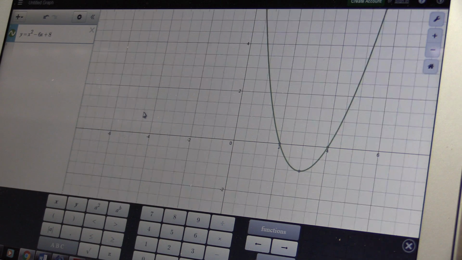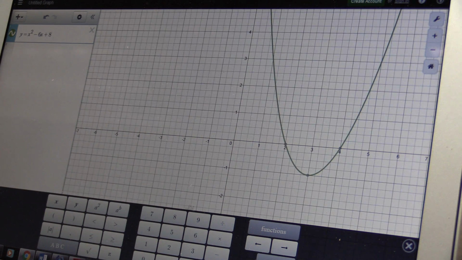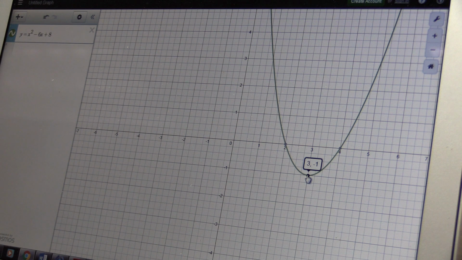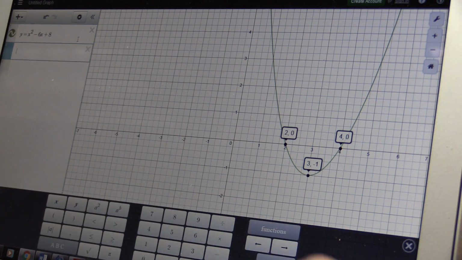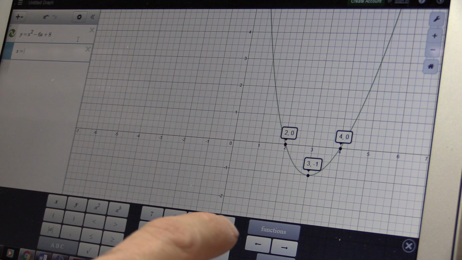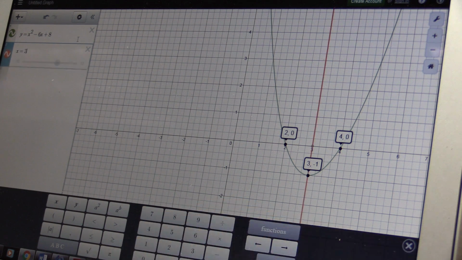And so when I'm graphing this thing, I noticed there's my vertex, (3, -1), to verify. It opens up. There's my x-intercepts, 2 and 4. I like to also draw on the axis of symmetry, just to talk about the x symmetry.